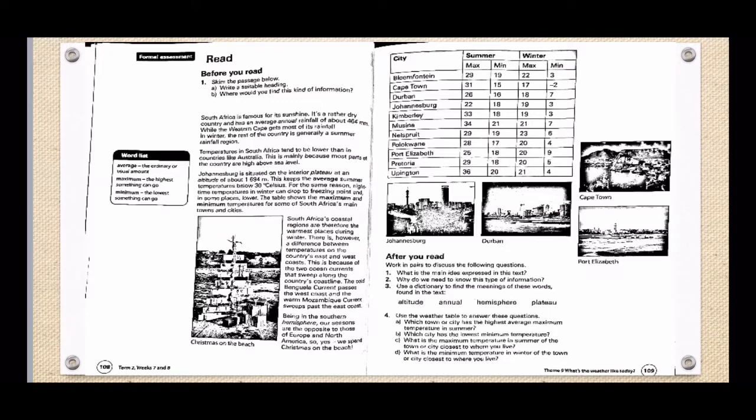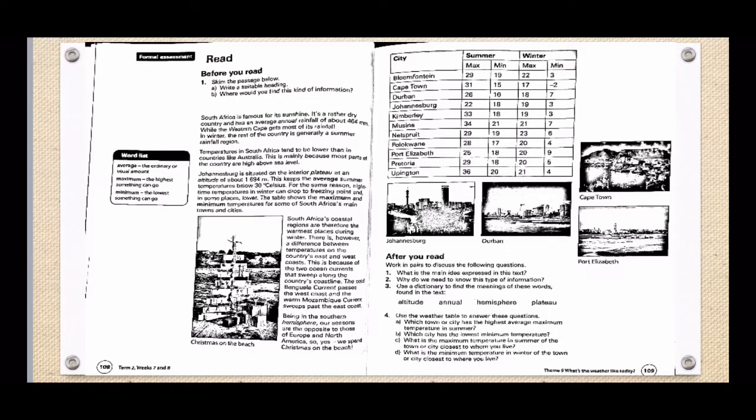So it says, before you read, skim the passage below. So there's an A and a B. You're more than welcome to answer that on your own. You don't need to write it in your book. They're just asking you to write a suitable heading, because as you can see, the text has no title or heading. And number B says, where would you find this kind of information? So you can answer that by yourself. It's not necessary. Okay, so I'm going to read the text and you can follow with me.